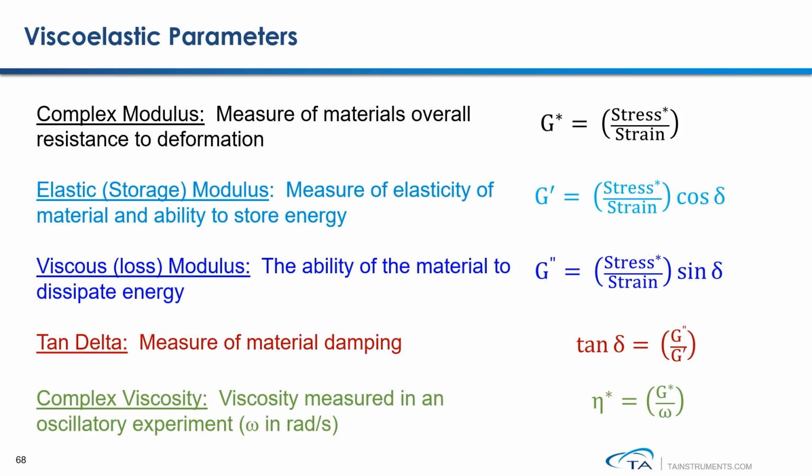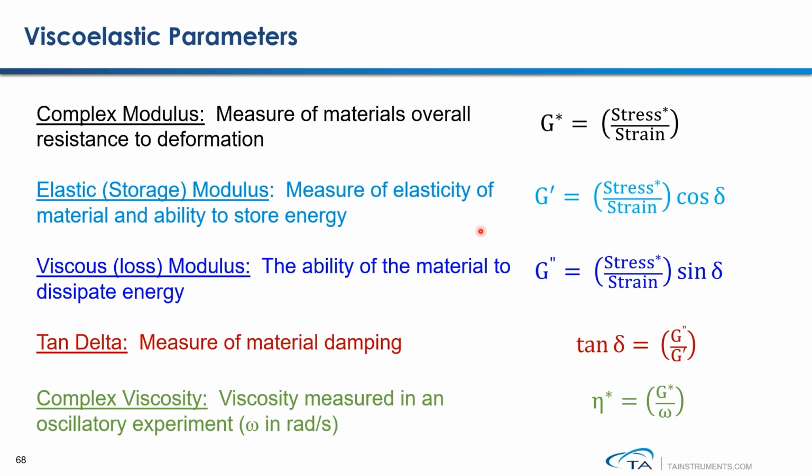Here is a list of all common viscoelastic parameters you will obtain through a typical oscillatory test. The first parameter is called complex modulus. Complex modulus is a measure of a material's overall resistance to deformation. Complex modulus is defined as the sinusoidal stress divided by sample strain. This modulus can be separated into two components. The first component is called elastic modulus. People also call that storage modulus.